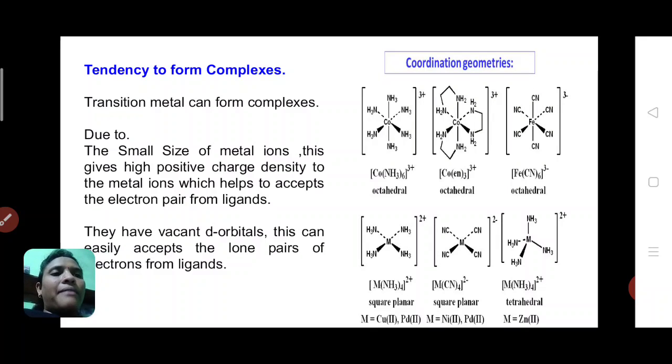So here we have completed chapter 3, the d block elements, of our paper first, that is physical and inorganic chemistry. This chapter carries 20 marks, and it required 10 lectures. In the next 3 to 4 lectures we will revise the whole chapter again. So don't worry if you have not understood anything, we will revise this chapter.